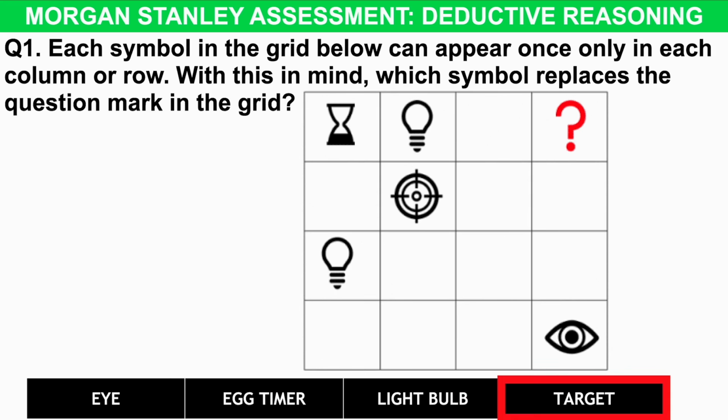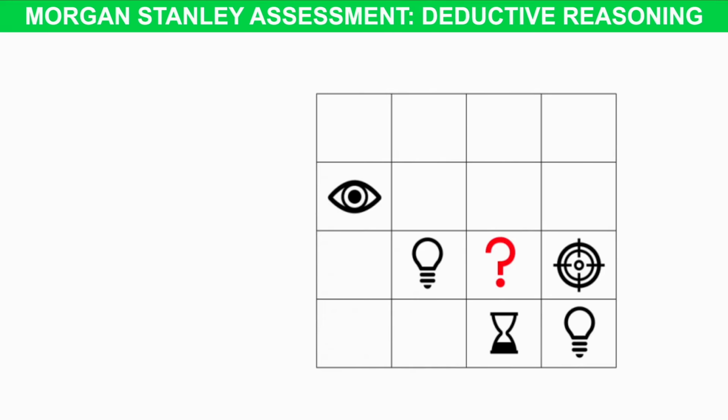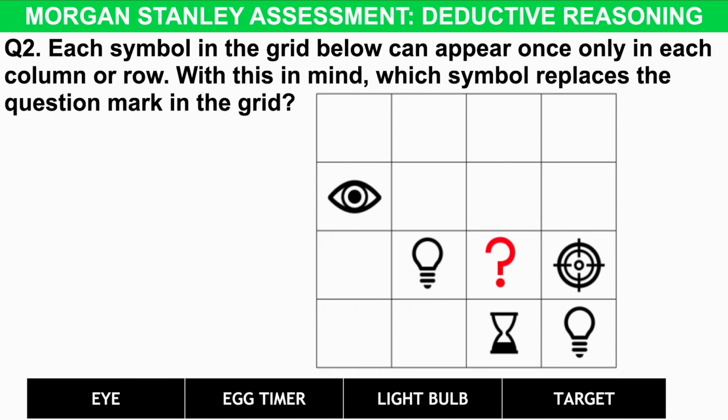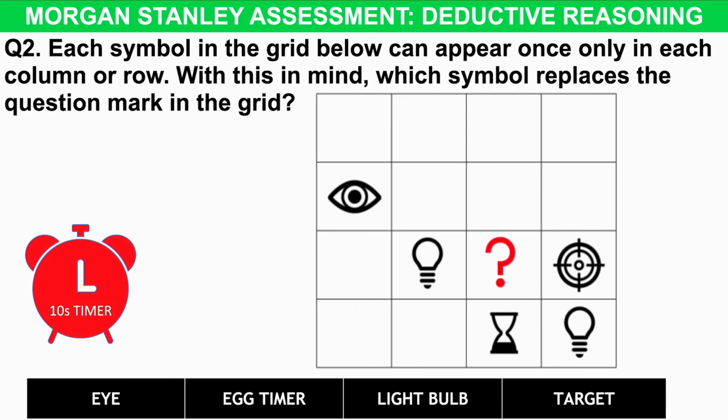So what I want you to do now is to practice a couple of these questions yourself under timed conditions. Let me know your answer in the comment section below, where I will reply to every comment and mark your answers. If you need any further help, please also let me know in the comment section below. So again, the question is the same. Each symbol in the grid below can appear once only in each column or row. With this in mind, which symbol replaces the question mark in the grid? Again, is it the I, egg timer, light bulb, or target? I'm going to give you 10 seconds on the timer starting now.